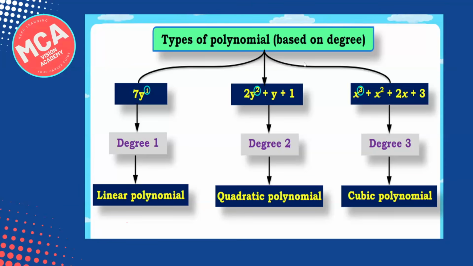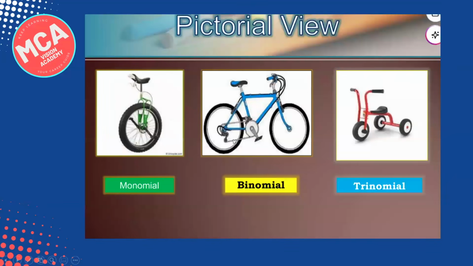I have done this to make you understand. See, one pictorial view is also there for you. If you see this, only one tire, only one wheel is there. This is what I'm calling monomial. Here, two wheels are there. I'm calling this binomial. Here you can see three wheels: one, two, and this is the third wheel. I'm calling this what? Trinomial. So, just a pictorial way.